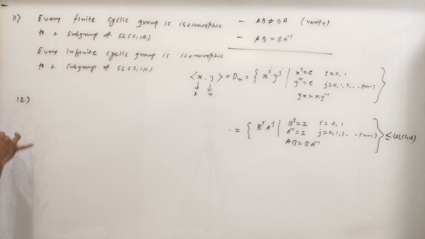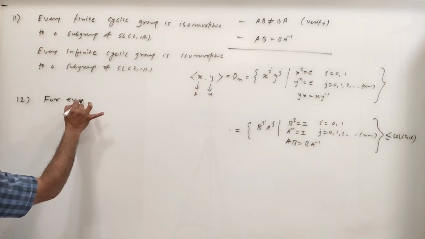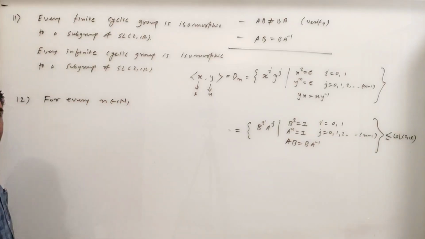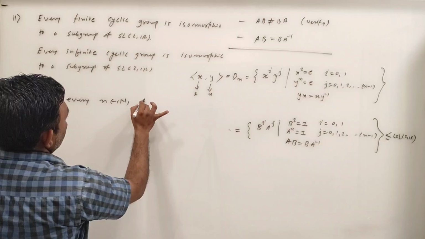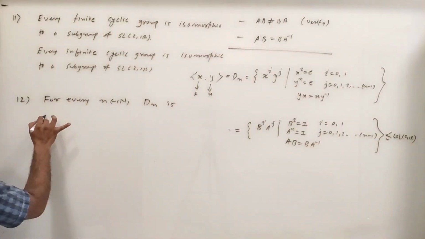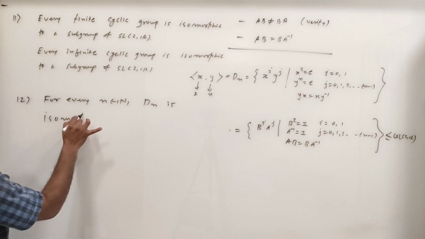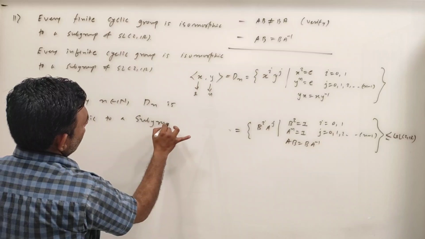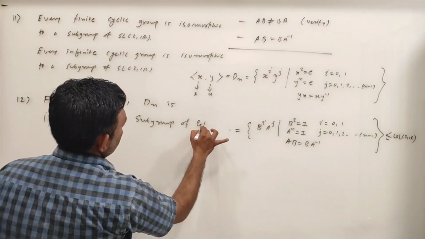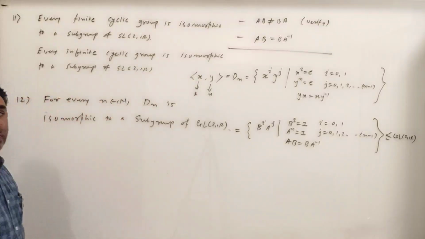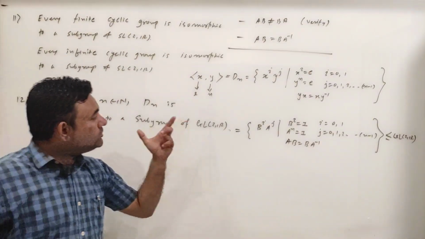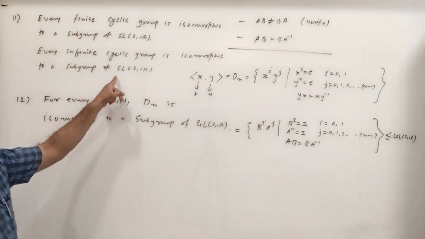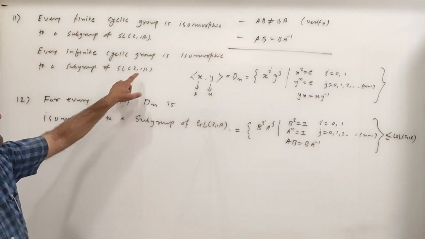So result number 12. For every n belongs to N, Dn is isomorphic to a subgroup of GL2R. So mind this, here I have GL2R and in the previous result I had SL2R. So here you can say GL2R.